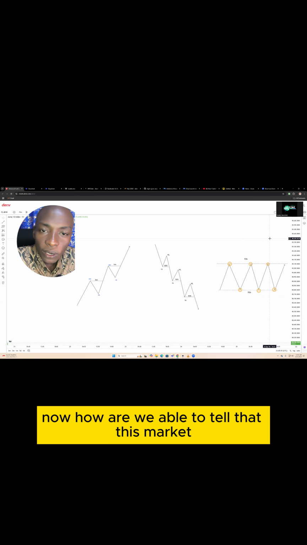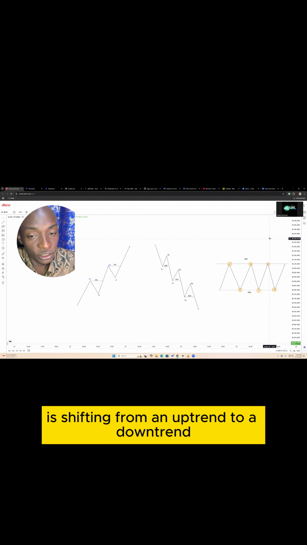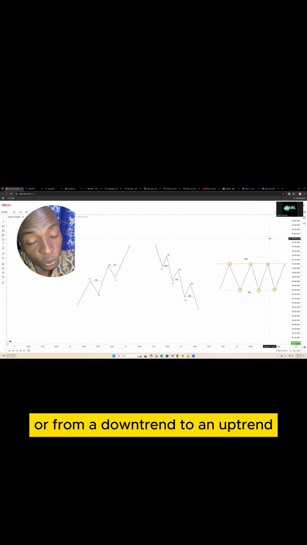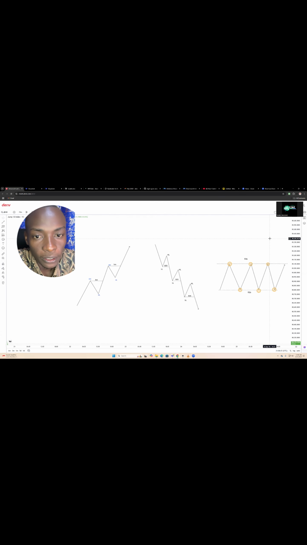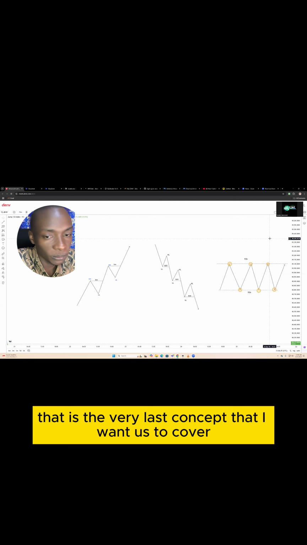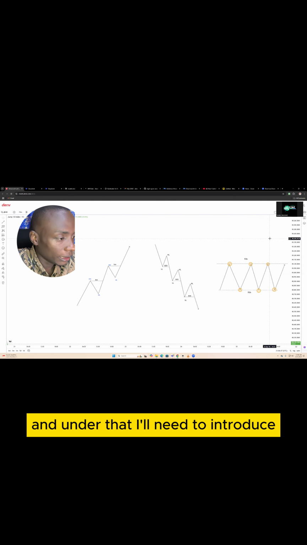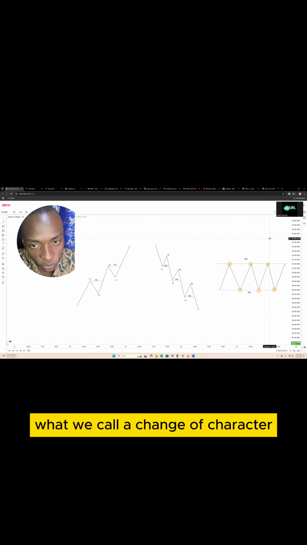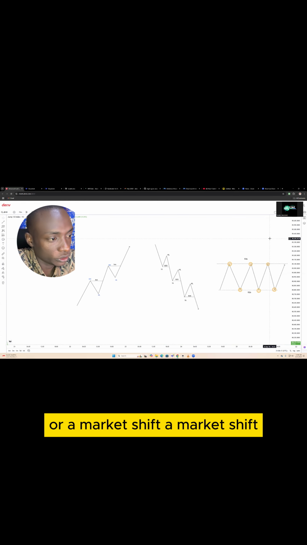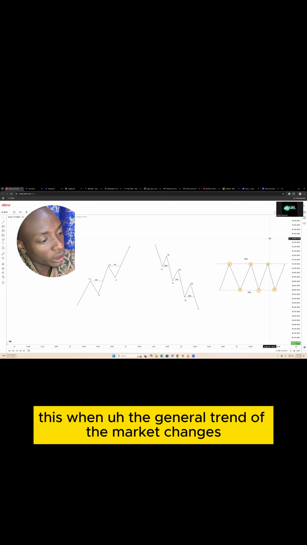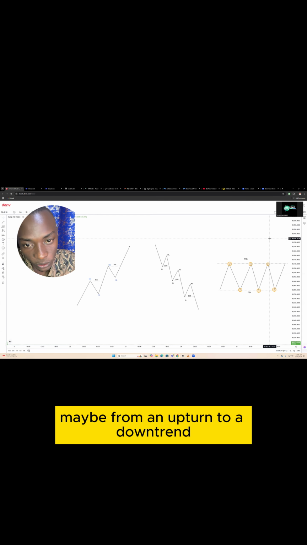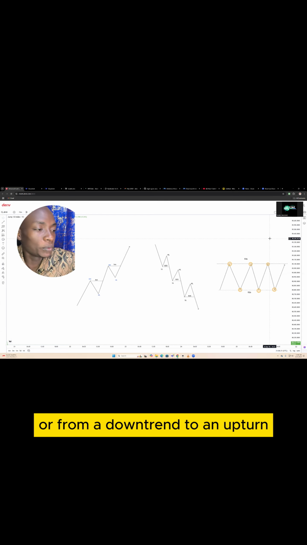Now, how are we able to tell that this market is shifting from an uptrend to a downtrend, or from a downtrend to an uptrend? That is the very last concept that I want us to cover. And under that, I'll need to introduce what we call a change of character or a market shift. A market shift is when the general trend of the market changes, maybe from an uptrend to a downtrend or from a downtrend to an uptrend.